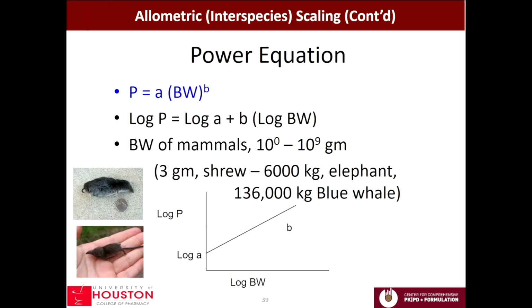This is showing that there's a linear relationship. So whatever the PK parameters, different species have different values, and they generate this relationship. And at 70 kilograms, that will be the projected parameter in human.